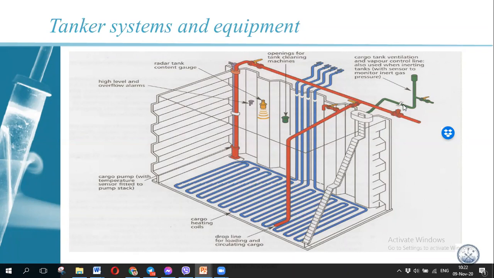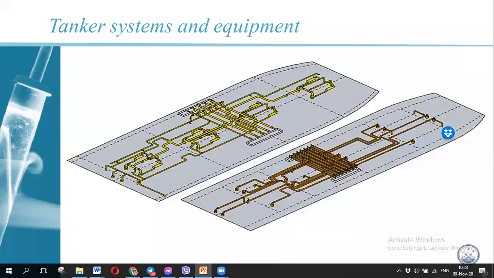Also, you can see the green line. The green line is the ventilation. When you are loading, the cargo fills up this tank, and the pressure inside the tank is building. This gas has to go away, and it goes through the return line or through the PV valve, which we will talk about later. So please remember, check this picture. There will be questions on your exam from this picture.